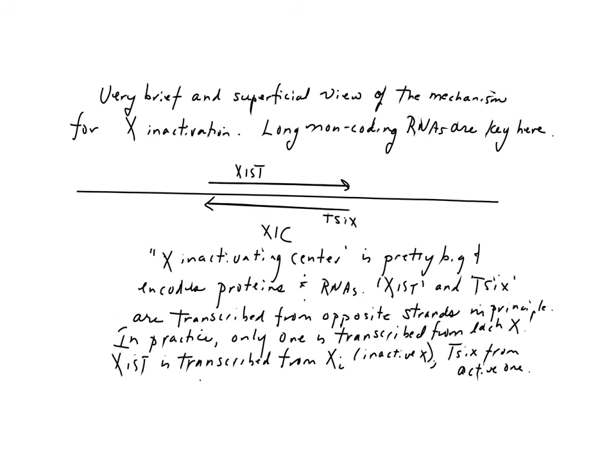Okay, so I want to talk briefly about the very superficial view of the mechanism for X inactivation. The long non-coding RNAs that are encoded by the X are key here. A particular X will either produce what's called the Xist RNA, or else it'll produce the antisense RNA, which is Tsix. There's a region on the X chromosome called the XIC, the X inactivation center, where these and other regulatory RNAs are found. This would not occur in real life, because you would have either the Xist or its antisense expressed, not both.